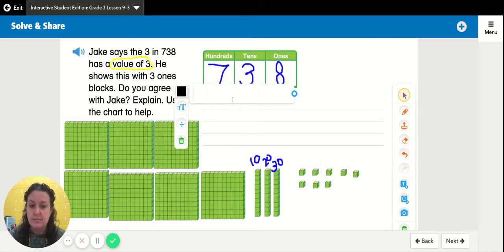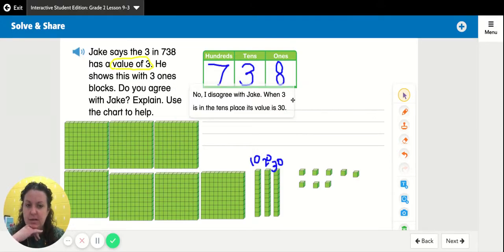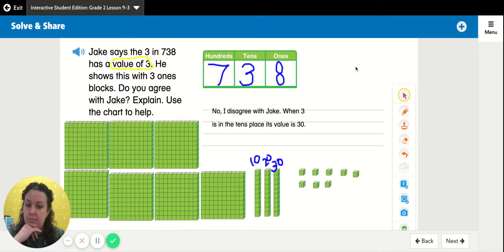So let's write. Do we agree? No, I disagree with Jake. When 3 is in the tens place, its value, I can spell value right because it's in our question. The value is 30. I'm going to move it over here a little bit. Okay, we've used the chart. I've said if I agree or disagree, and I explained.